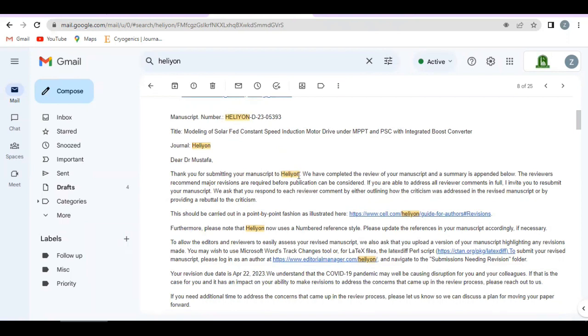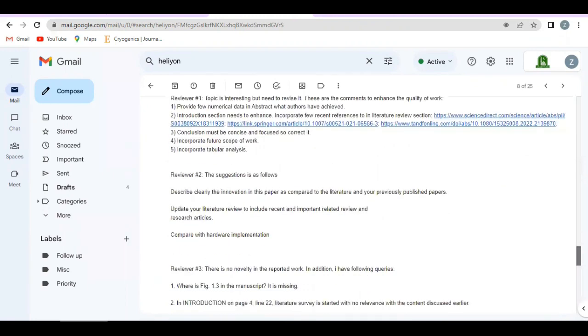If we receive a major revision for a manuscript, then such an email will be received. So, dear author, thank you for submitting your manuscript to Heliyon Journal. We have completed the review of it, and the reviewers recommend major revisions are required before publication can be considered. So, these are the comments from the reviewers.